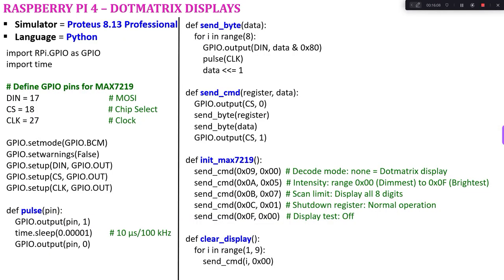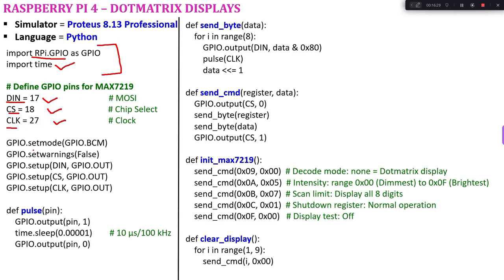Let us look at the programming part. So first we import the necessary packages. We are going to make use of a GPIO, so we import the GPIO package. Then for delay function we import the time package. Then we assign the pins 17, 18 and 27 to variables D in, chip select and clock line.